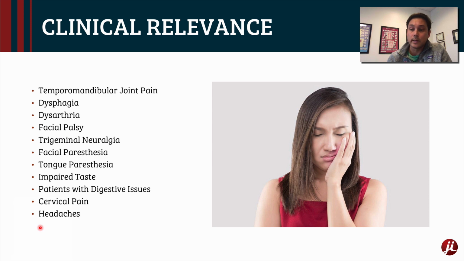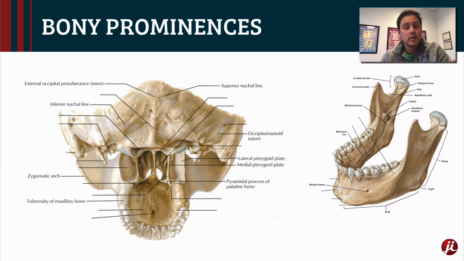So those are the types of patients that you probably have in your clinic that this specific region of the body would relate to. So bony prominences that are relevant to the infratemporal fossa, we're going to have landmarks that are attachment points of muscles, the deep muscles of the infratemporal fossa, like the pterygoids, and then we're going to have bony prominences that more superficial muscles like the masseter and the temporalis attach to, and then foramen and grooves that neurovascular structures run through.